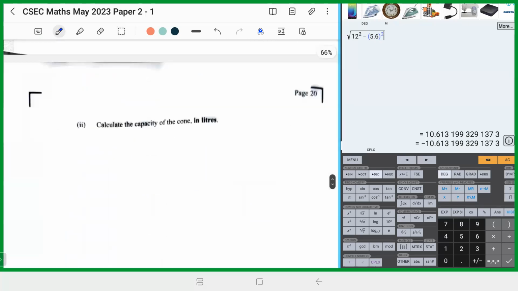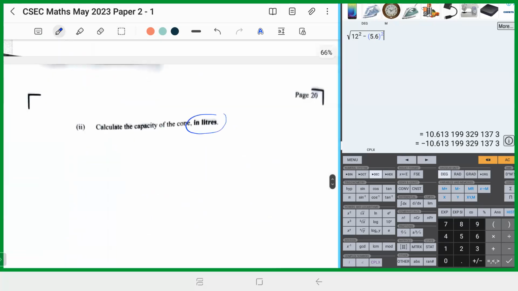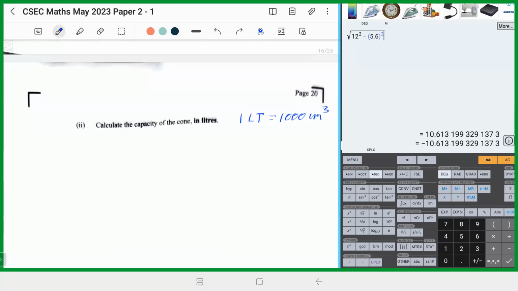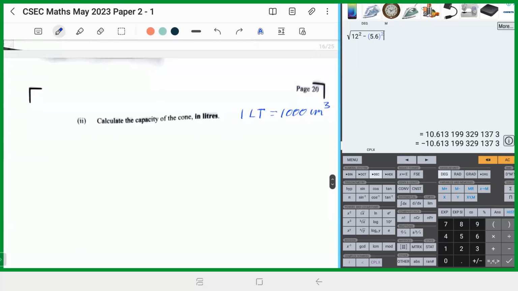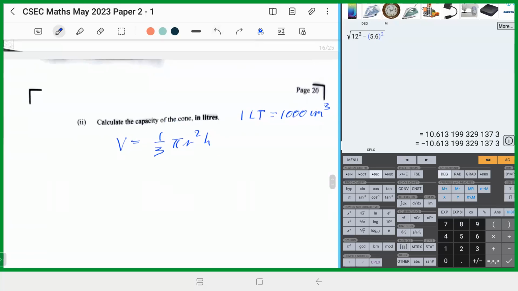The next part says, calculate the capacity of the cone in liters. To get liters, you have to remember that 1 liter equals 1,000 cm cubed. Sometimes CSEC gives you this, sometimes they don't. They didn't give it in this question. The capacity of the cone is the volume, and the volume of a cone is 1/3 pi r squared h. That's a formula good to know.